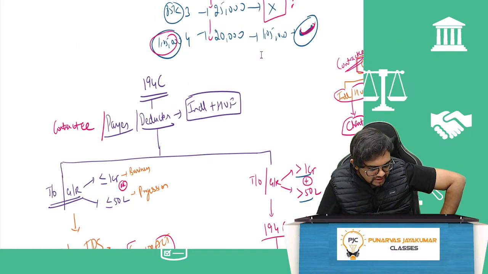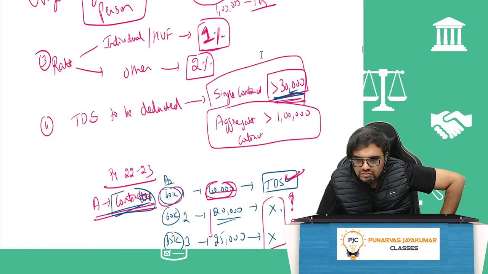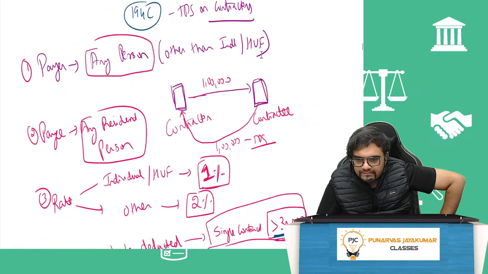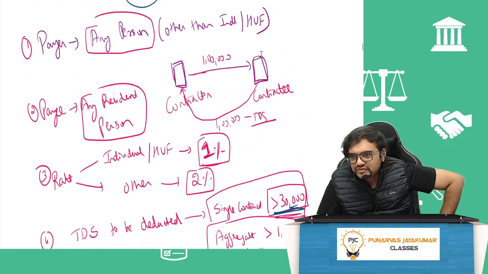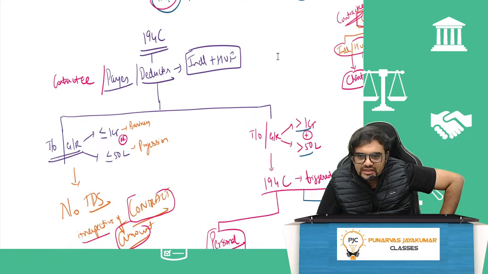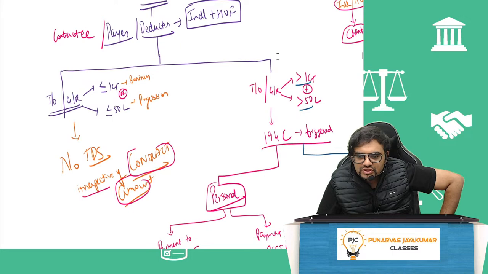Now, will 194C apply to individual and HUF? If an individual or HUF hires a contractor, should he also deduct? It depends on whether he is a big individual or HUF. So, contractee, payer or deductor, individual plus HUF, if the turnover or gross assets is less than or equal to 1 crore.